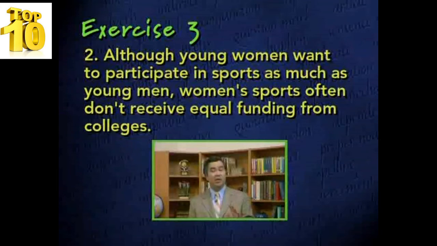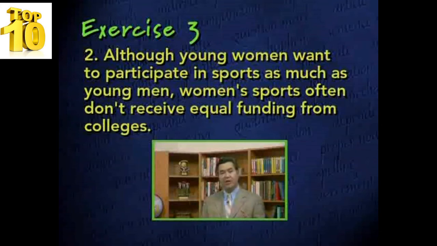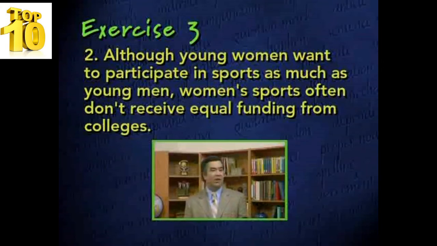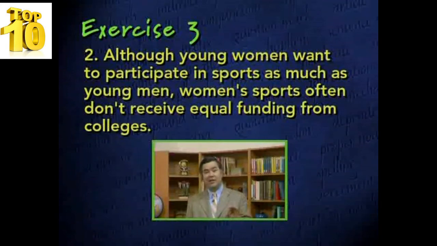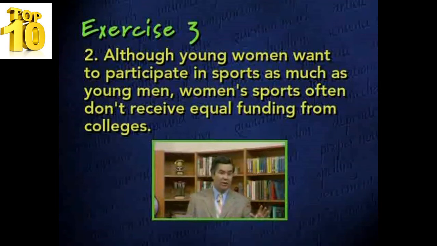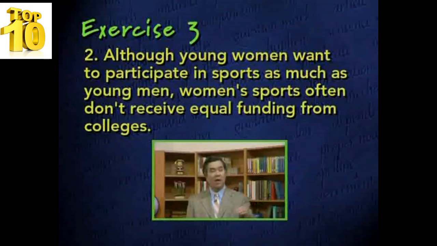It really consists of just two clauses. Let's break it down into parts and analyze each one. The first clause is everything before the comma, and it reads, although young women want to participate in sports as much as young men. What's the verb in this particular clause? What word expresses action or being on the part of the subject? The verb is want, and the subject is women. Young women is the broader subject, but the simple subject is women. So the subject and verb in this clause is women want, and everything else in the clause is there to provide more information about what kind of women we're talking about and what specifically they want.